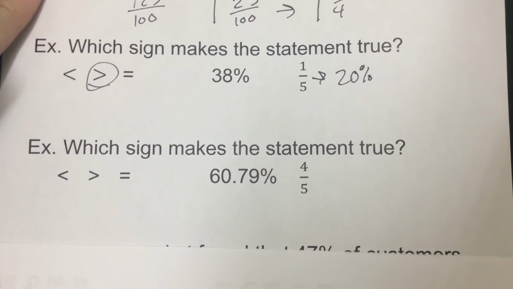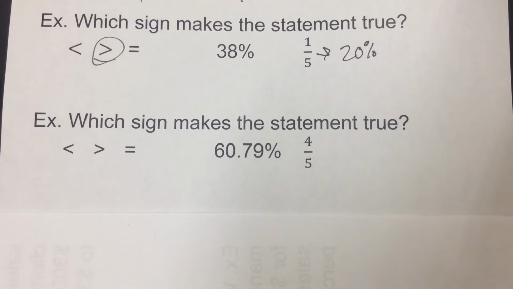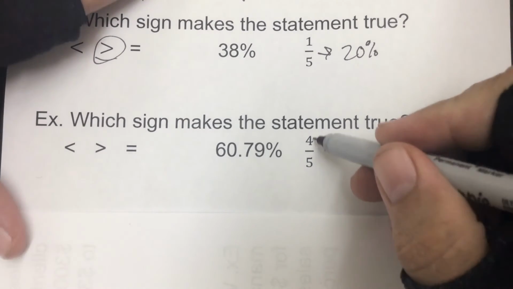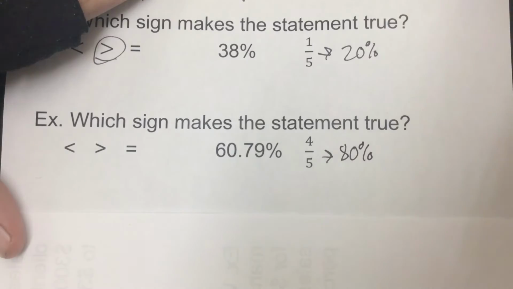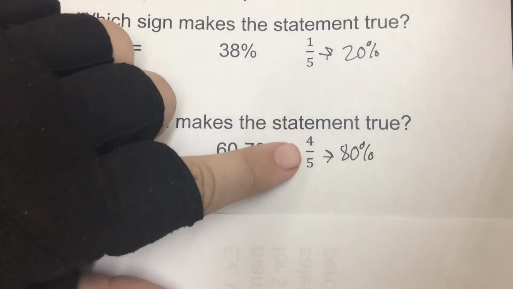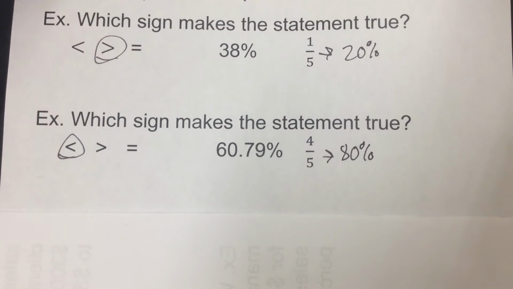Next, which sign will make this statement true? Well, again, we have less than, greater than, or equal to. We have 60.79%. Now, here that is going to be more complicated. It's going to be harder to make that into a fraction. So I'm going to take the fraction and make it into a percent again. 4/5, I know that is 80%. So I'm going to use less than. Especially if it's easy where it's like, oh yeah, I know what that percent is, boom, change it out, make it easy to work with.